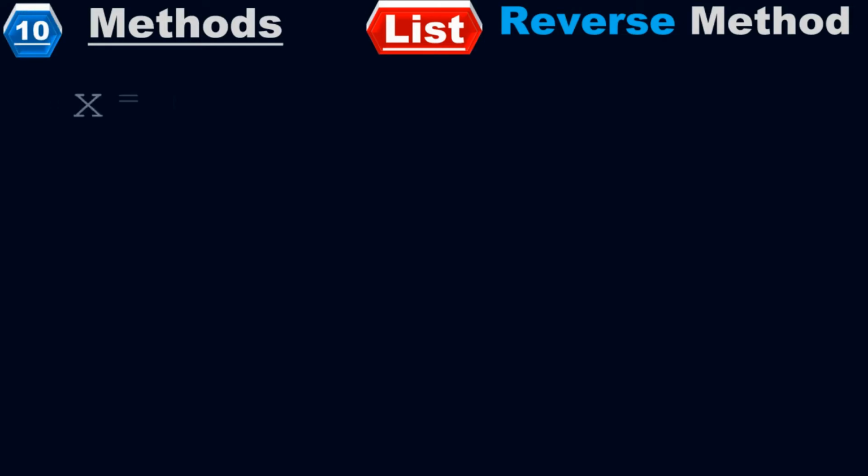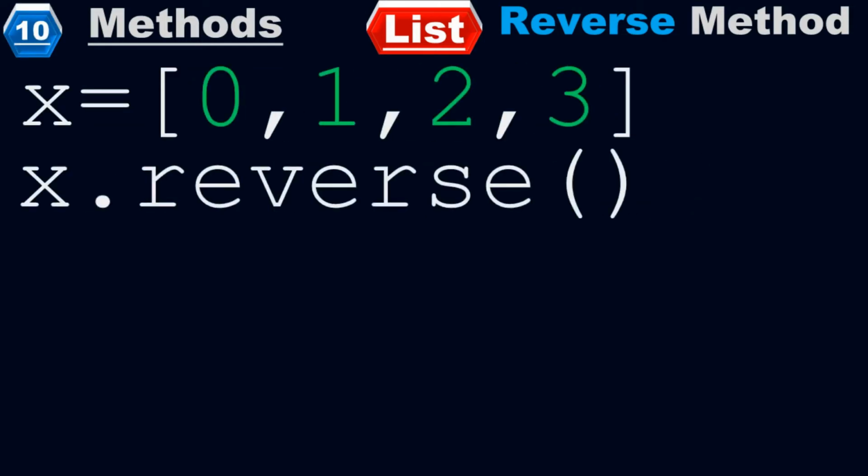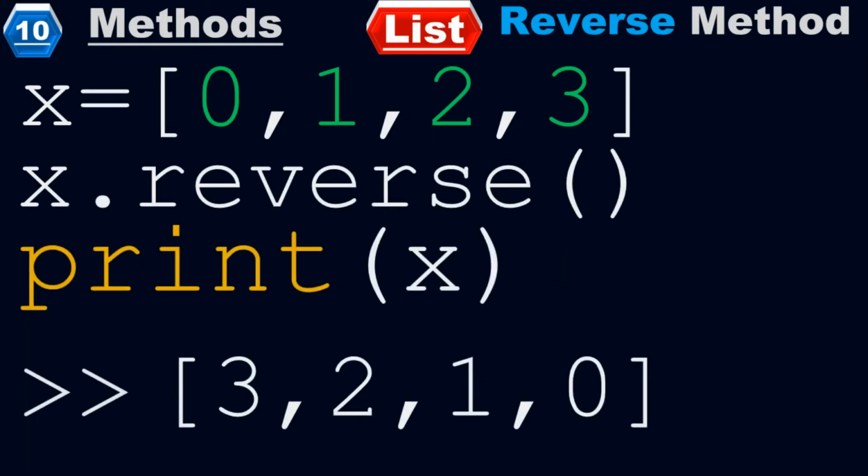Example number 10. X equals 0, 1, 2, 3. X dot reverse function. Take the print of x, you will get 3, 2, 1, 0. Look here, I gave the name x to this list. Then I use the reverse function here, x.reverse. You just write x.reverse and the two parentheses. This is the reverse function.